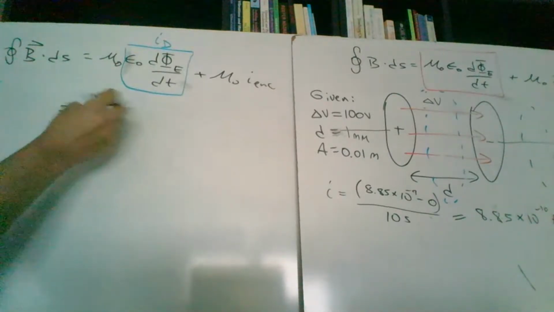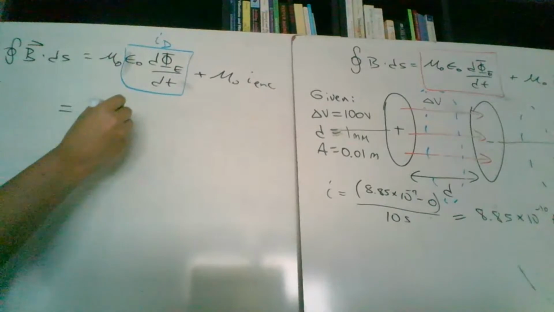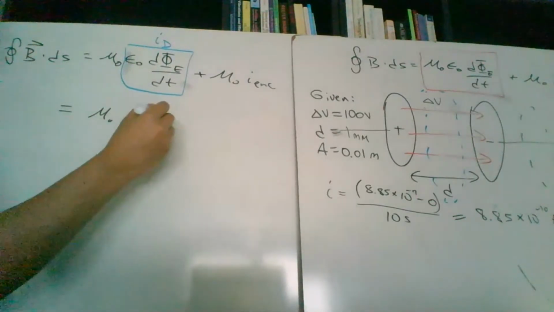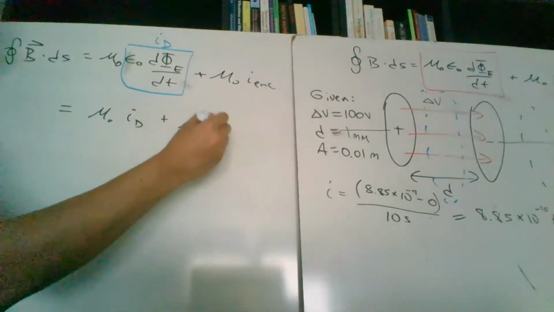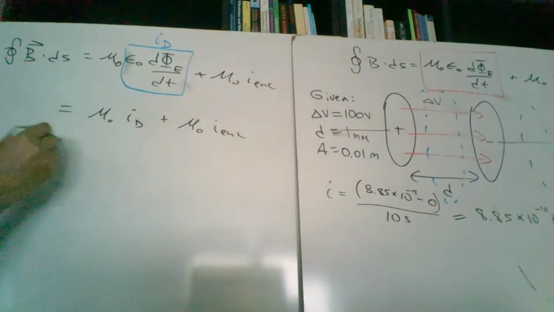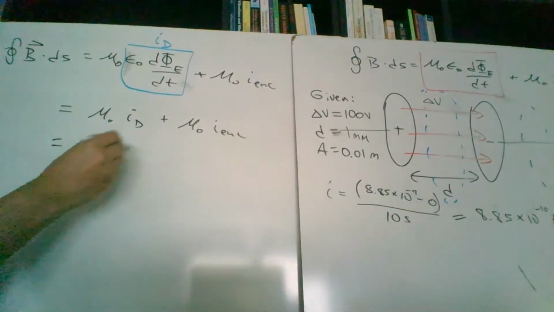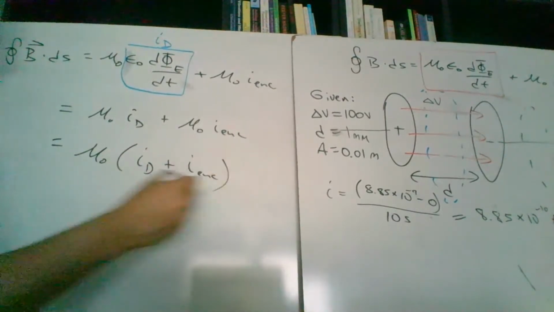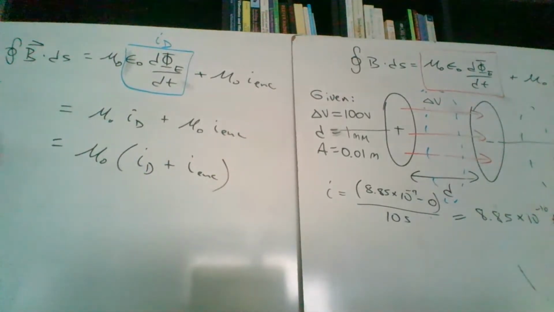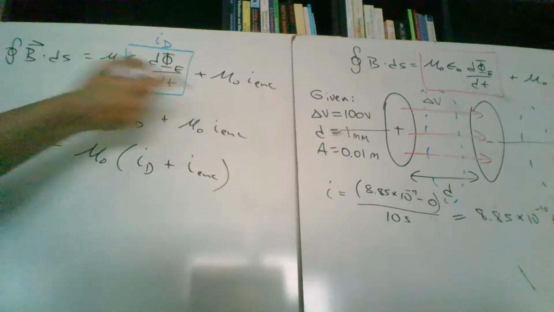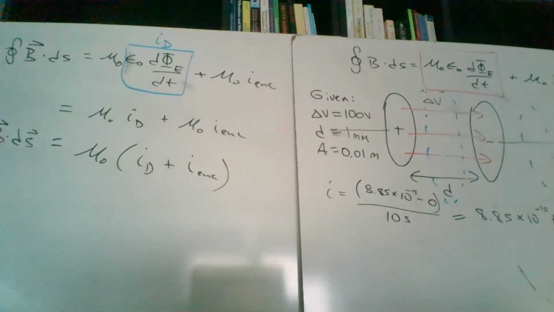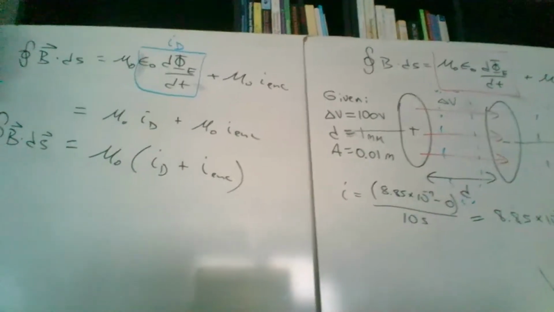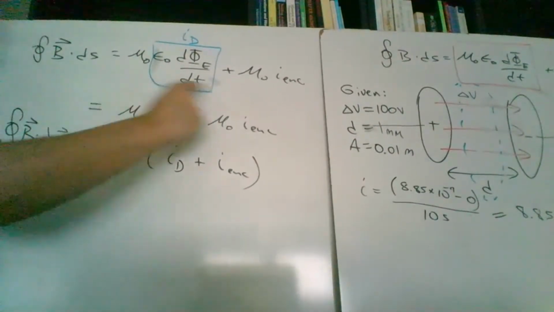So we could write it like this: mu naught I displacement plus mu naught I enclosed. And we could do it one more time and just write it as mu naught times I displacement plus I enclosed. This is another way of writing that right there. But as for good practice, it's probably better to just write it the other way.